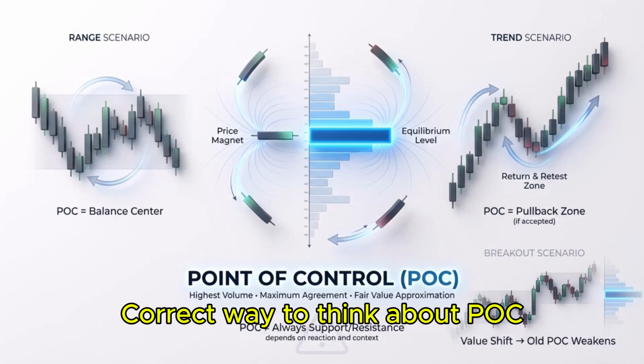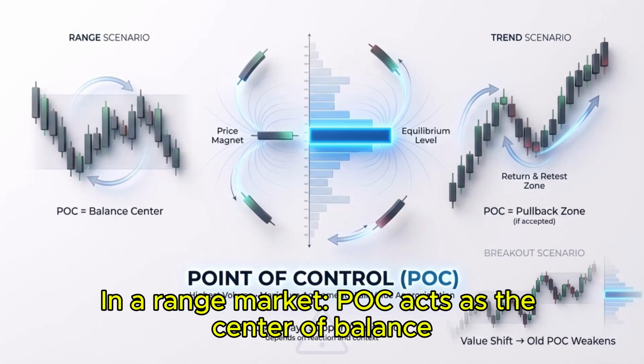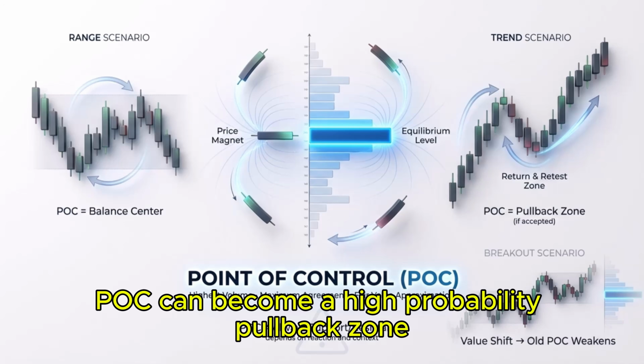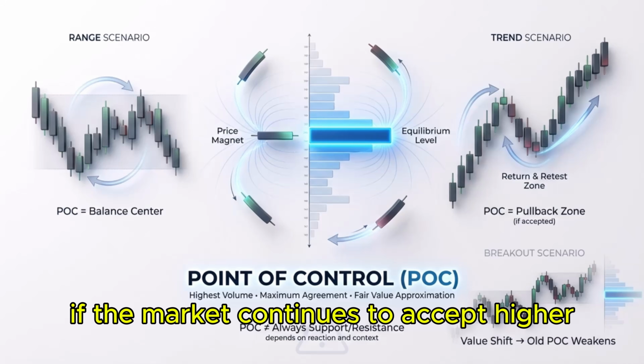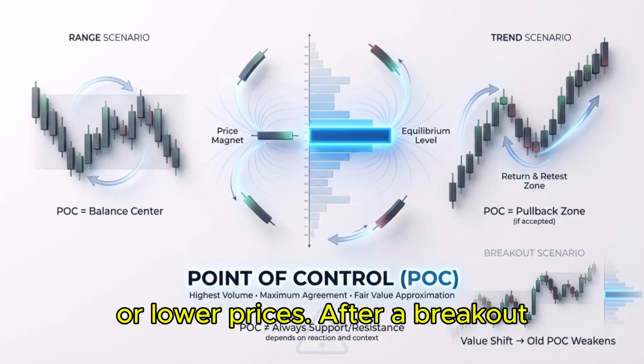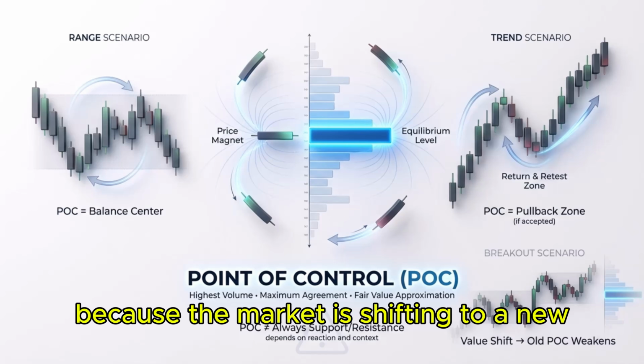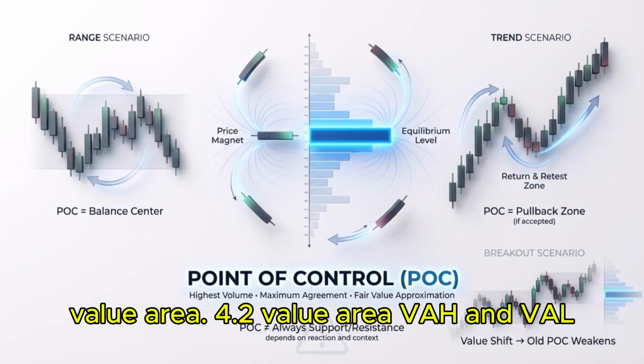Correct way to think about POC. In a range market, POC acts as the center of balance. Price rotates around it. In a trending market, POC can become a high probability pullback zone if the market continues to accept higher or lower prices. After a breakout, the old POC may become irrelevant because the market is shifting to a new value area.